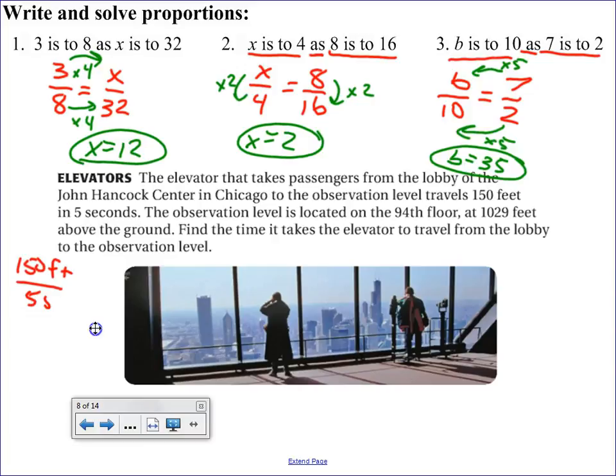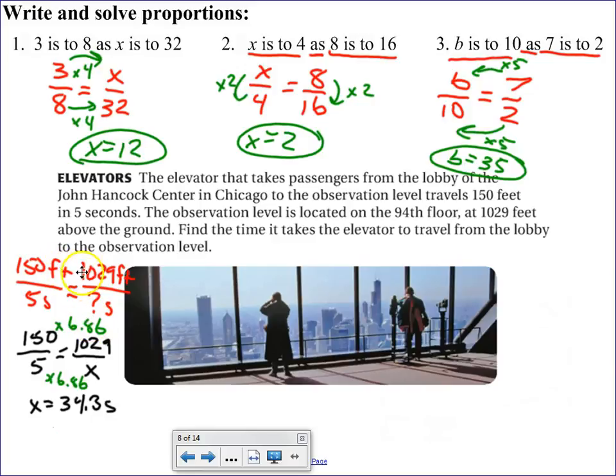The observation level is located on the 94th floor at 1,029 feet above ground. How long will it take the elevator to travel from the lobby to the observation level if it's going the same rate? So let's make a comparison. We're comparing feet per second. And so we know if we're going 1,029 feet, we need to know how many seconds that is. So notice we've got a proportion. We've got to make that comparison and figure out how many seconds. Why don't you see if you can figure out how many seconds that will be.